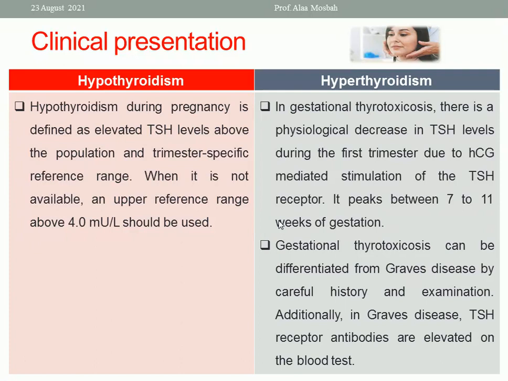Gestational thyrotoxicosis can be differentiated from Graves' disease by careful history and examination. Additionally, in Graves' disease, TSH receptor antibodies are elevated on the blood test. So, a very important difference is that TSH receptor antibodies are present in Graves' disease but not present in gestational thyrotoxicosis. Of course, the other clinical presentation, symptoms and signs of Graves' disease, is also diagnostic.